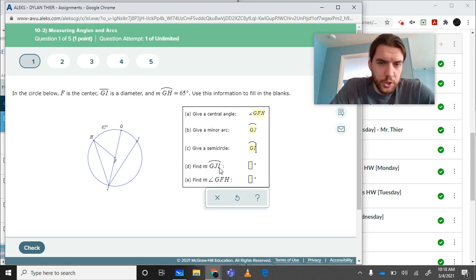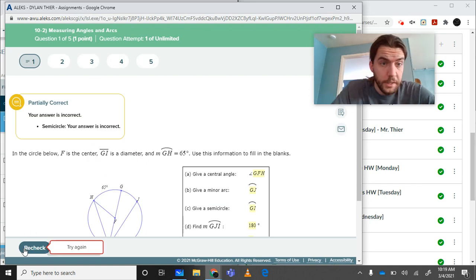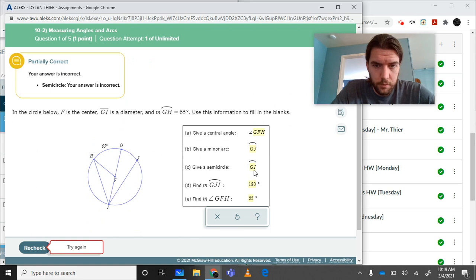They ask to find the measure of GJI. So GJI, well, it's a semicircle. They're calling it GJI. I wonder if that's what I need to do. We'll see. So it should be 180 degrees. And the measure of GFH, well, that's what's already been recorded. That's that 65. Let me see if there are any issues in there. Semicircle. Okay. So GJI. Did they want it like that?